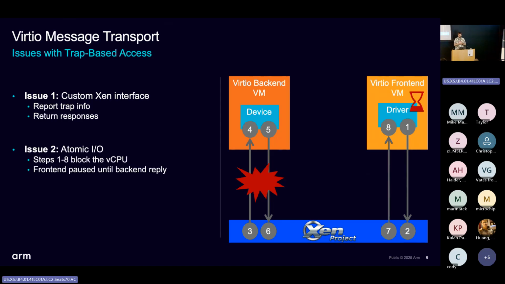The second issue is what happens inside the requester VM during the generation of the IO answer. The VM vCPU is blocked. When you access an IO register, that's an atomic operation, which means that all the time during which Xen is locating the other VM and waiting for the other VM to provide the answer, the vCPU of the VM which made the request needs to be blocked.